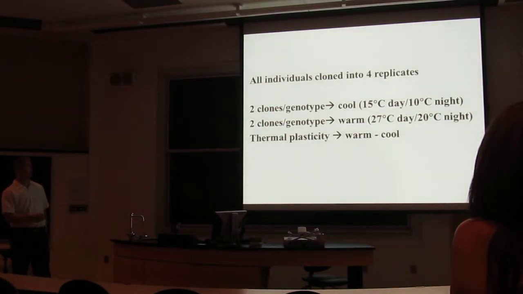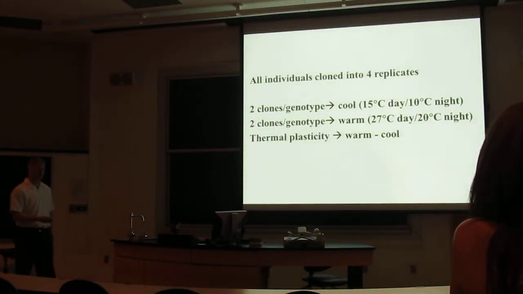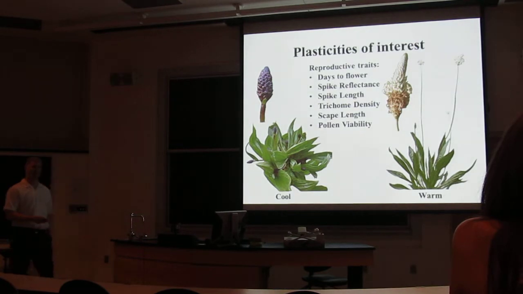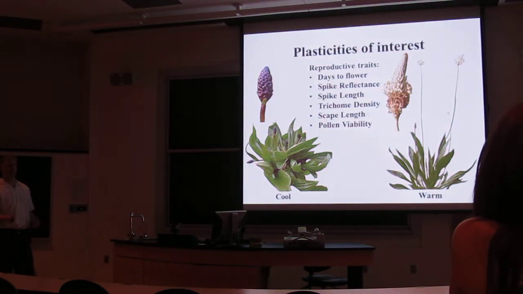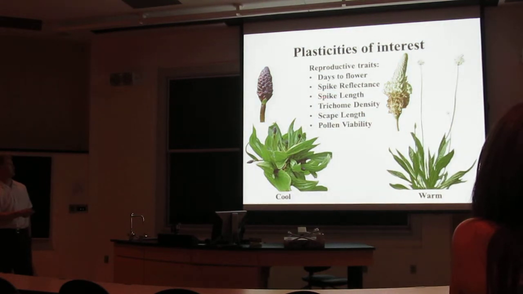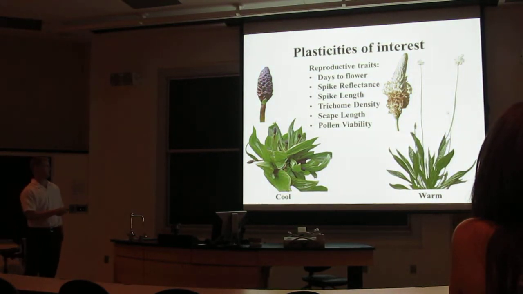And then I'll measure thermoplasticity of many different traits as the difference between that trait value in warm and cool environments. I'm interested in studying the plasticities of these reproductive traits. First, days to flower, because that can influence the environment in which those flowers and seeds develop. Second, spike reflectance, because we know that influences thermoregulation. Third, spike length, because that's a proxy for the number of flowers on that spike and thus potential clutch size.